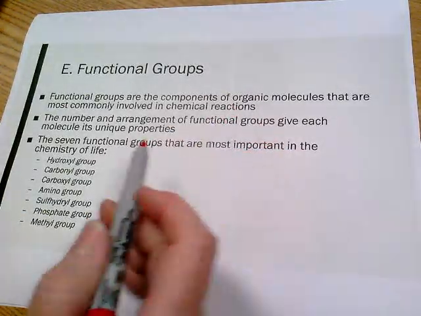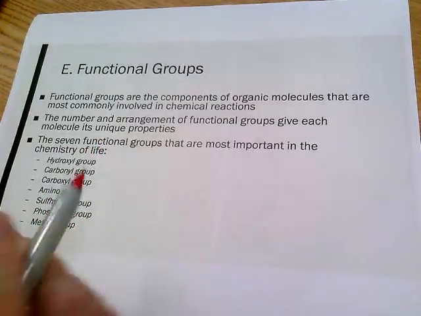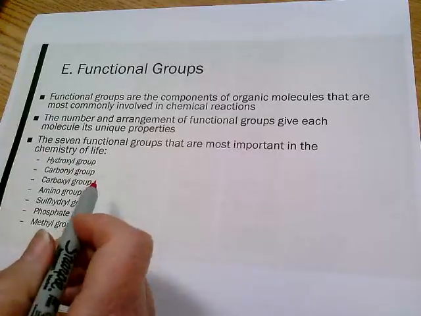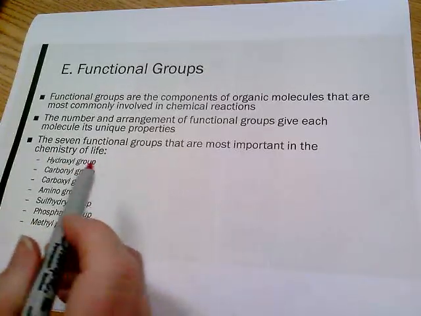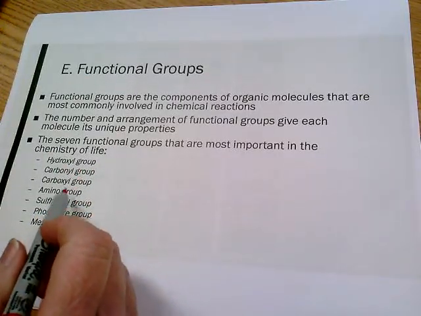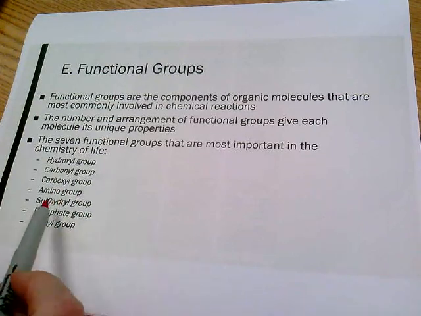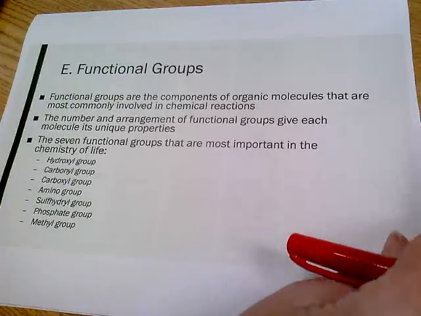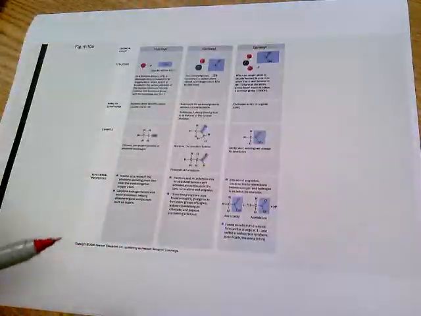So, functional groups, let's just dive right into the 7 that we're going to talk about in biochem. Hydroxyl groups, you'll see on the next page what they are. Carbonyl groups, carboxyl groups, one of my favorites, amino groups, sulfhydryls, phosphates, and methyl groups. All right, let's look at the next slide, which you're going to get in this handout.